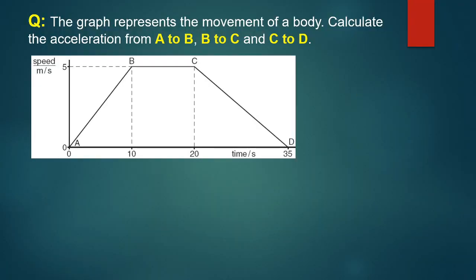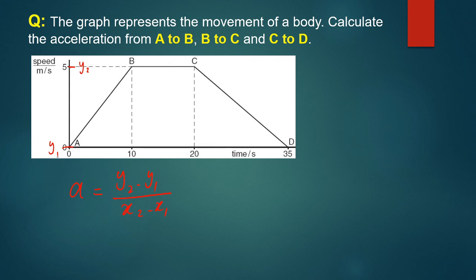We are going to try this question now. The graph represents the movement of a body. Calculate the acceleration from A to B, from B to C, and from C to D. So as we said earlier, acceleration from the graph can be calculated using this relationship. So let's see the acceleration of the first section. So here's my y1 and that's my y2.